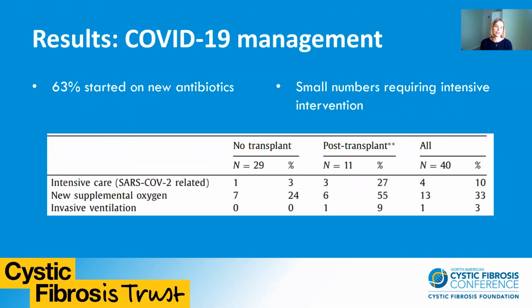In terms of management, 63% of our cohort of 40 started on new antibiotics after being diagnosed with COVID-19, and actually very small numbers at that point were requiring intensive intervention. So some of the proportions are reasonably high in the post-transplant group, so 55% requiring new supplementary oxygen, but that's only 6 individuals overall. And in terms of invasive ventilation, we only had 1 person in the entire cohort who required that intervention.